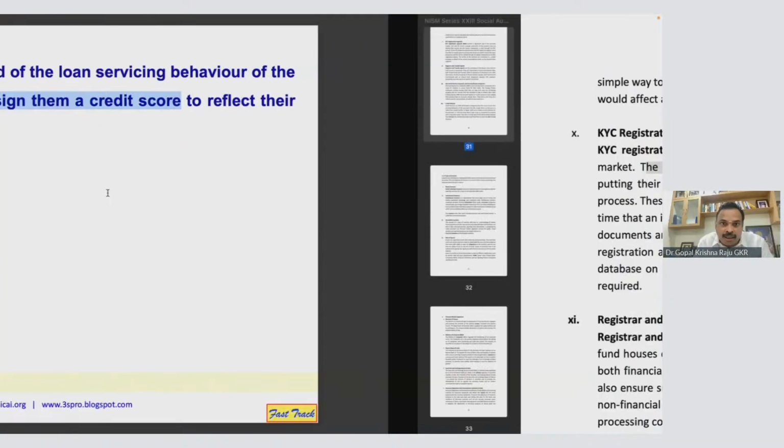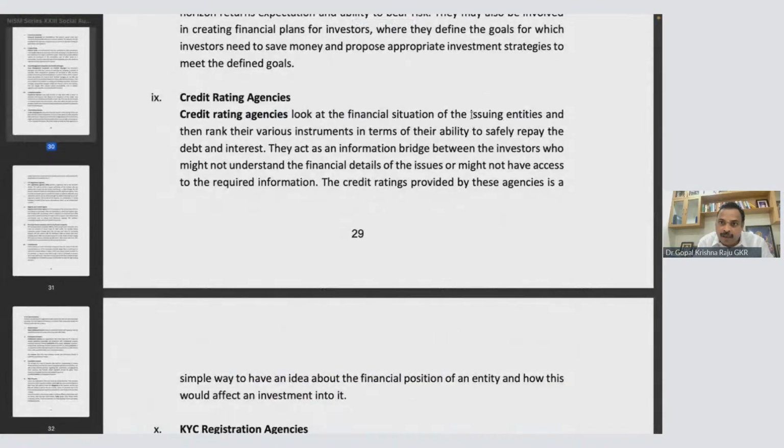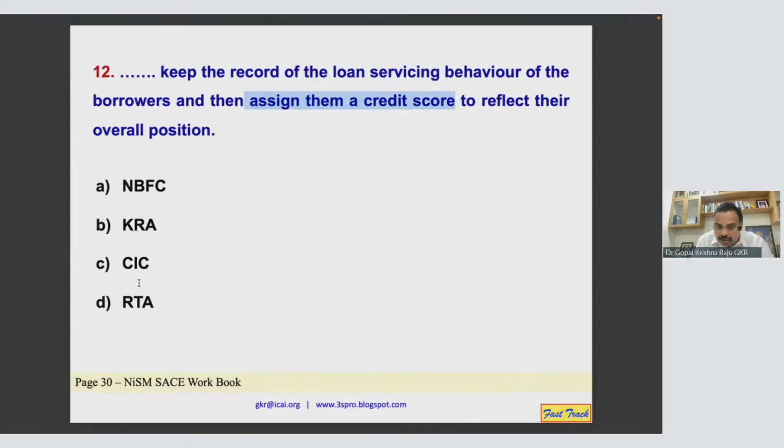So NBFC doesn't do that. Credit rating agencies issue ratings that rank various instruments about their safety to repay. If you give money to them, will they repay on time? Will they be late repayers? So that is the rating. If the rating is poor, that means they will be very slow. If the rating is good, they are on time. So the question doesn't fit this.